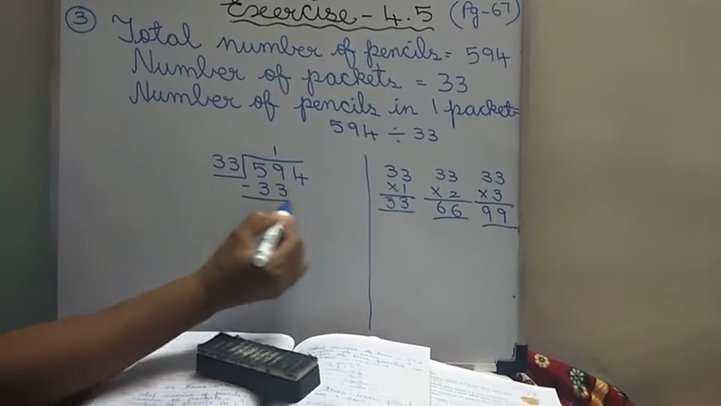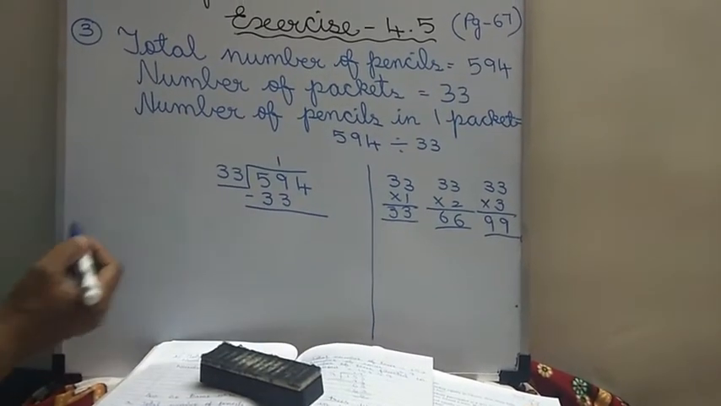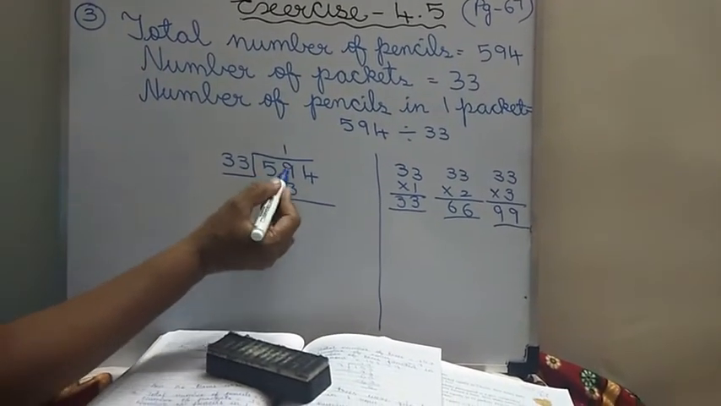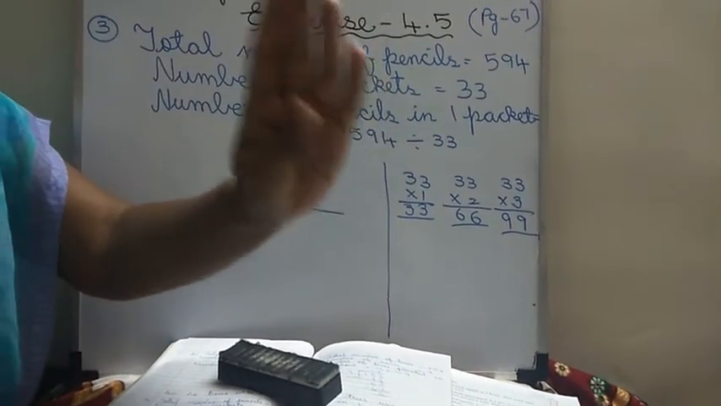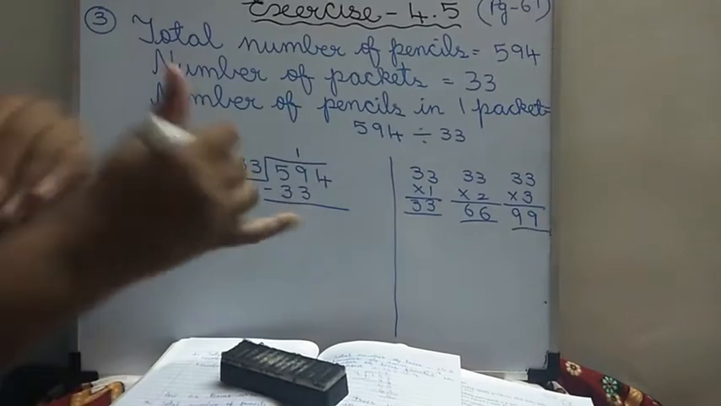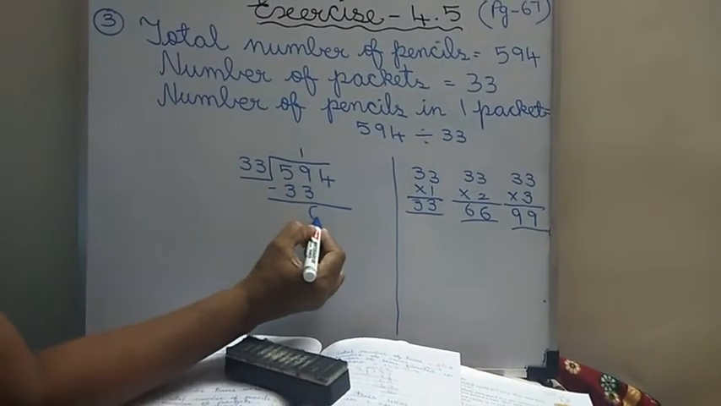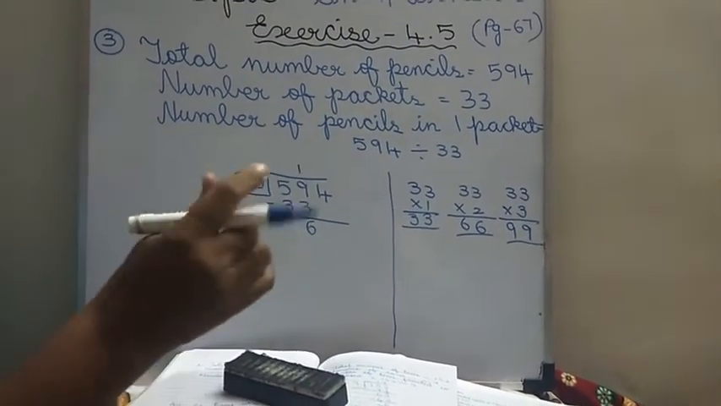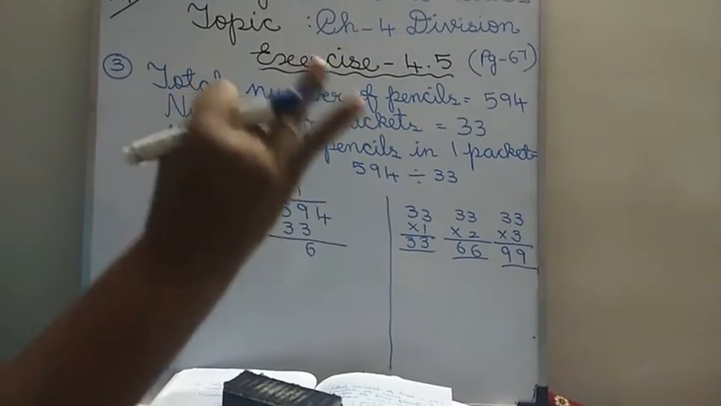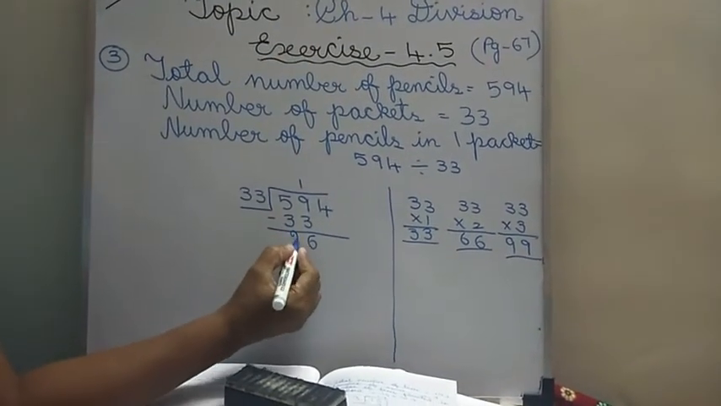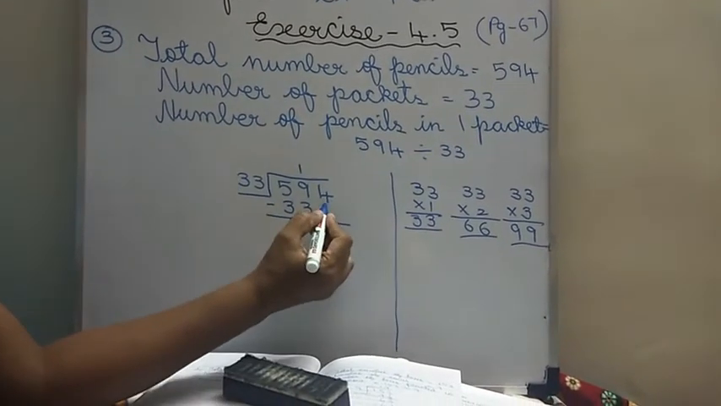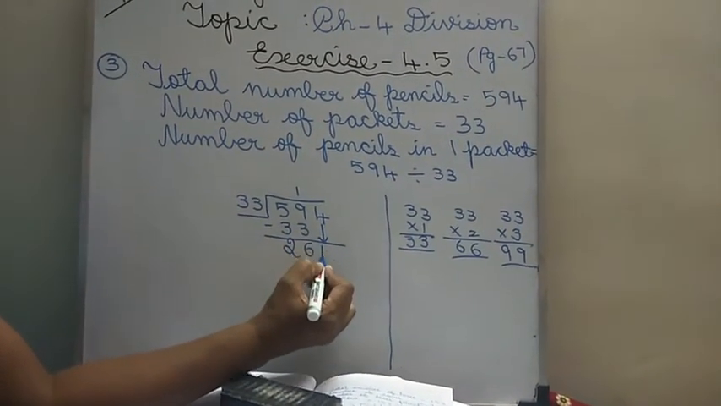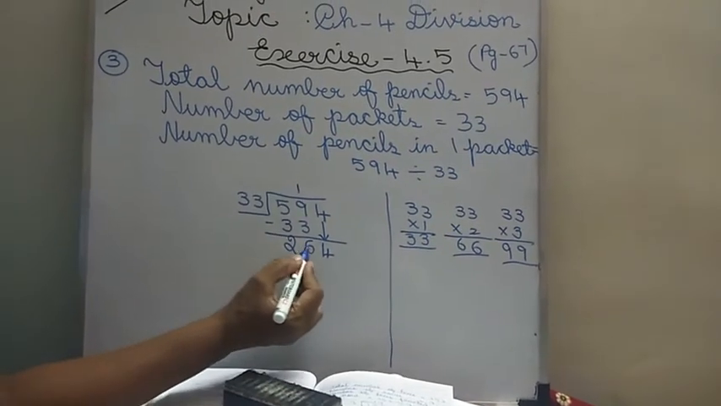So in 59, if we minus 33, what answer will come, children? After 3, you count up to 9, children. After 3, 4, 5, 6, 7, 8, 9. So what's the answer? 6. After 3, if you count up to 5, what will come? 4, 5, 2, so 26. See, 26 is smaller than the divisor. So what do we have to do? We have to bring down this 4. So what does it become? 264.